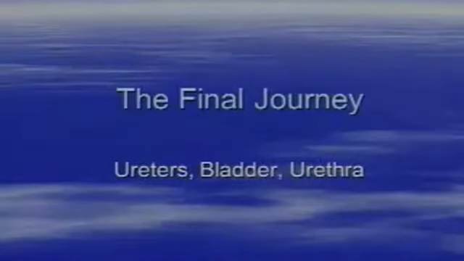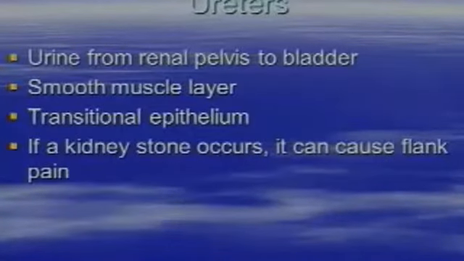Ureters, bladder, urethra. Urine from the renal pelvis goes to the bladder by the ureters. Those ureters actually come up on the underside, so they go down and underneath the bladder. Transitional epithelium is the epithelium lining the inside of the ureters and the bladder. Kidney stone is very painful if anybody's ever had one. It's a culmination of calcium that builds up into a little stone that can lodge in the kidneys, and it can cause flank or side pain.